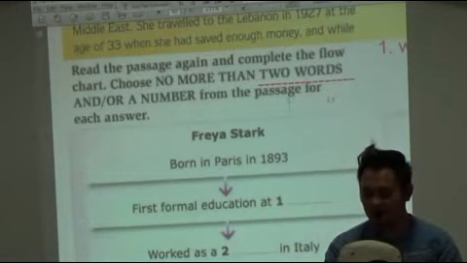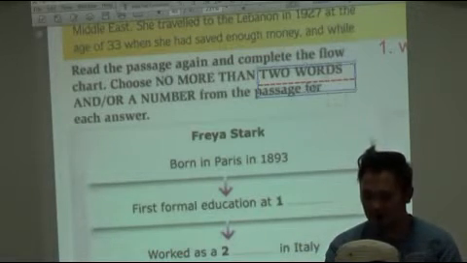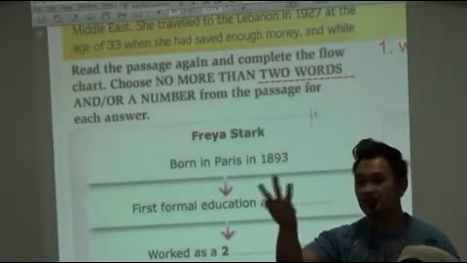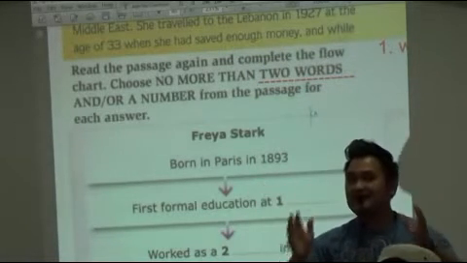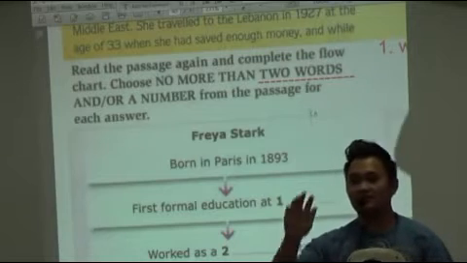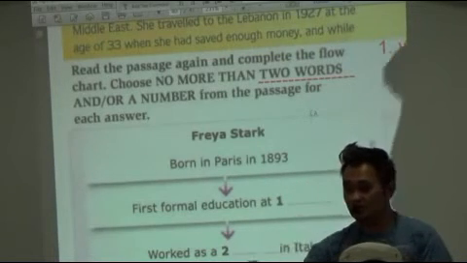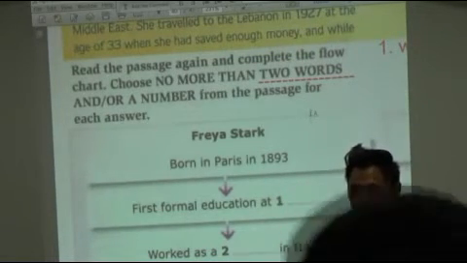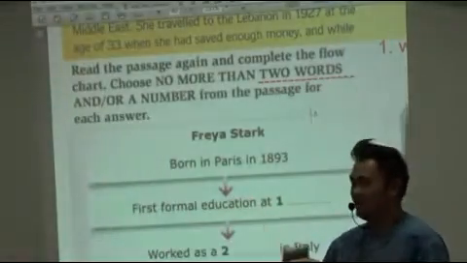Everybody say no more. Maximum. If you write down 3 words, even if the idea is correct, but 3 words, wrong. It will automatically be marked wrong. So you have to follow the word count.